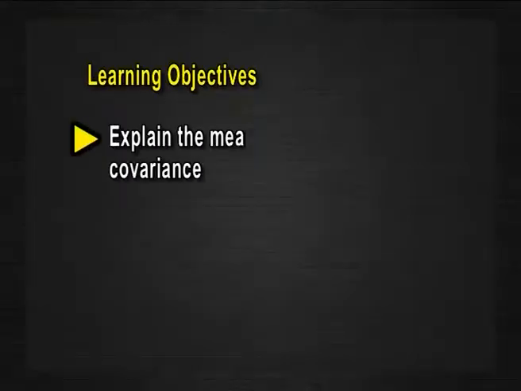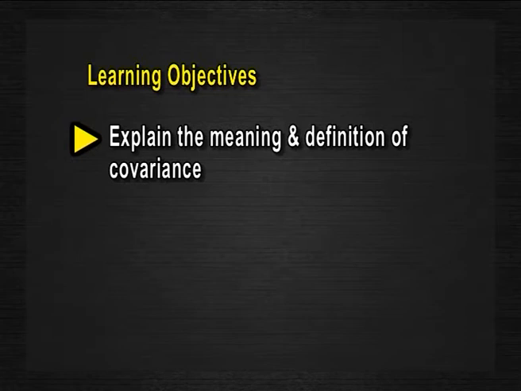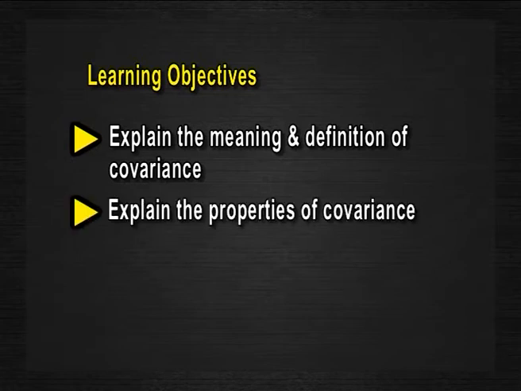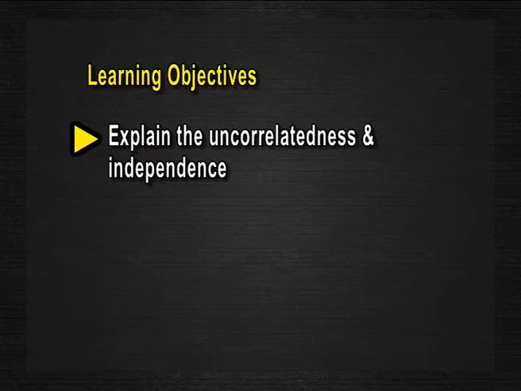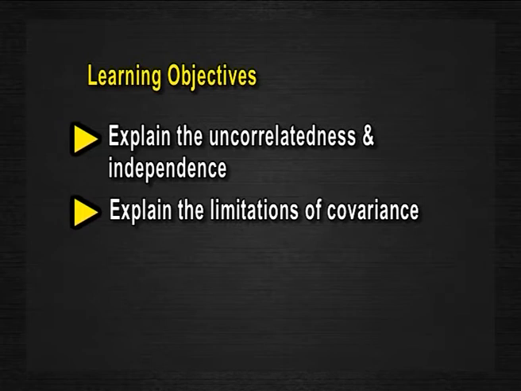Welcome to the series on e-learning modules on covariance. By the end of this session, you will be able to explain the meaning and definition of covariance, explain the properties of covariance, explain the interpretation of value obtained in covariance, explain the uncorrelatedness and independence, and to explain the limitations of covariance. Firstly, let us understand the meaning of covariance.